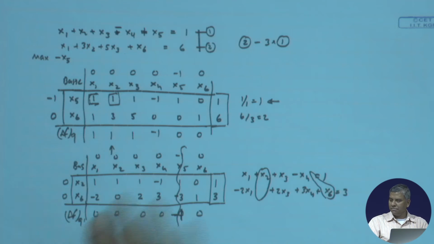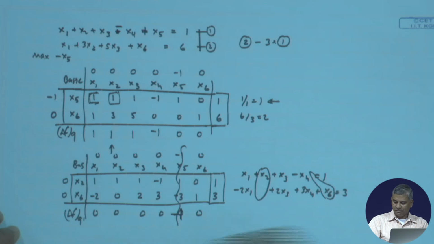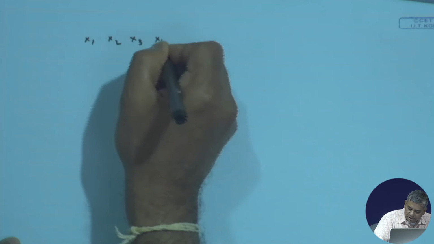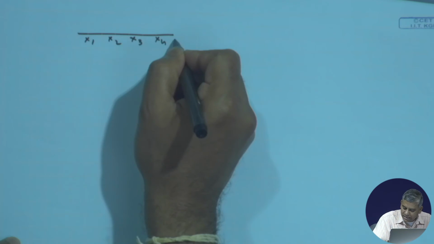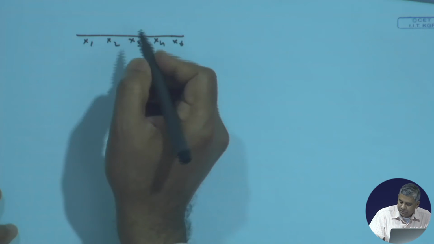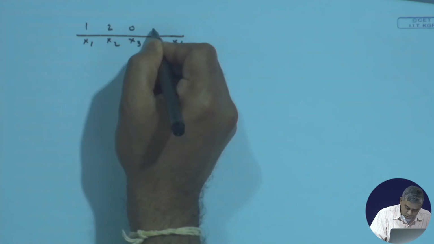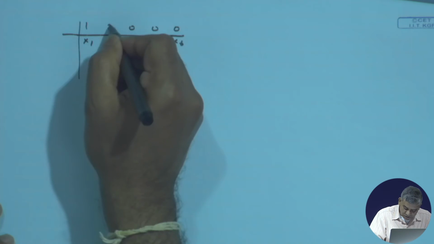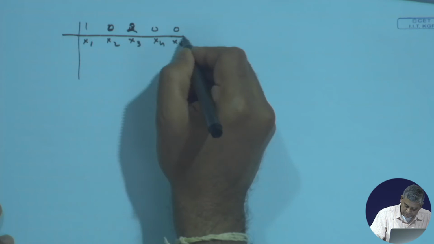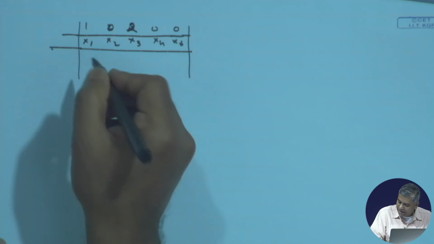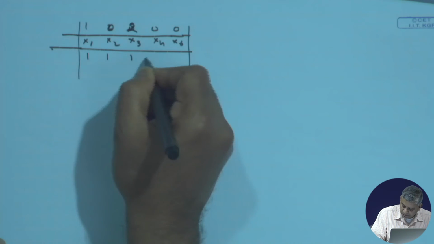So can you now write the second phase? What will be the second phase? So we've got x1, x2, x3, x4, and x6. And what is the objective function? 1, 2, 0, all zeros. Oh, sorry, this is x3, 1, 0, 2. You're right, 1, 0, 2. Okay. So, and copy the same thing from the previous table here.